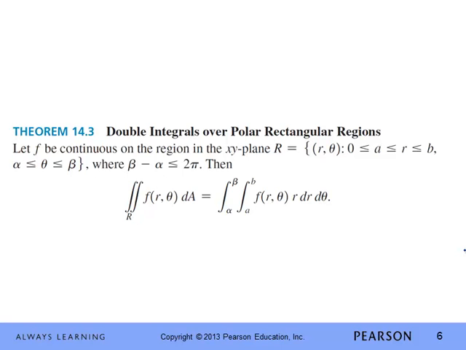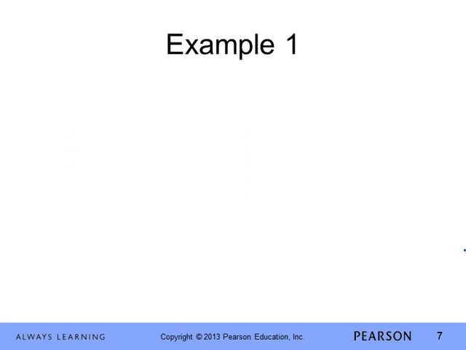R is going to vary between a and b. Theta is going to vary between alpha and beta. And that's when you're integrating over a polar rectangle. And of course, you're going to have your function, your integrand, expressed in terms of polar coordinates, r and theta. So let's just jump into an example.